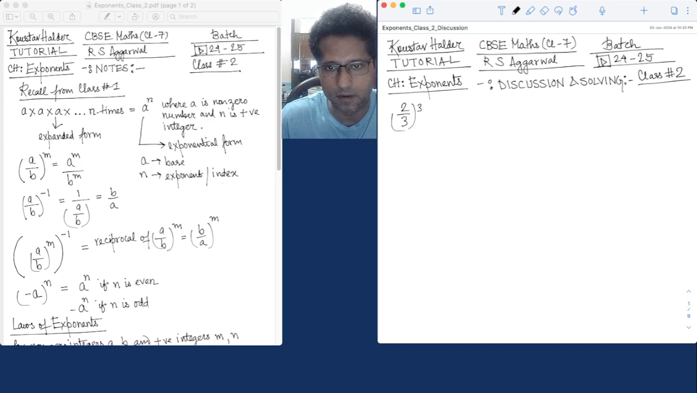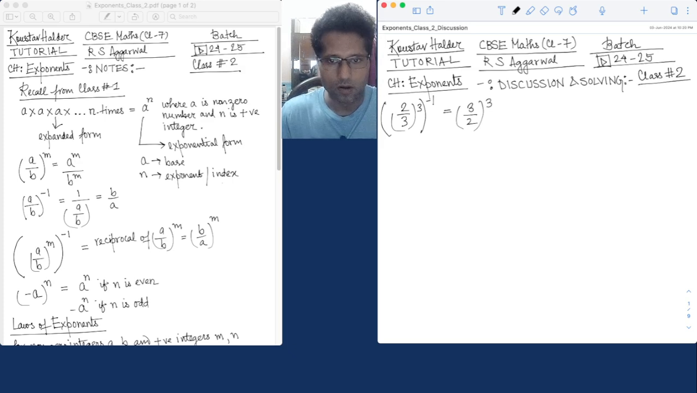So for example, we have a rational number 2 by 3. This is an exponential form of the rational number 2 by 3, where the base is 2 by 3 and the exponent is 3. Now its reciprocal, we write it as power minus 1. This is nothing but the reciprocal of the rational number, that is 3 by 2 raised to the power m, where m in the example is 3. So this is this. Okay.